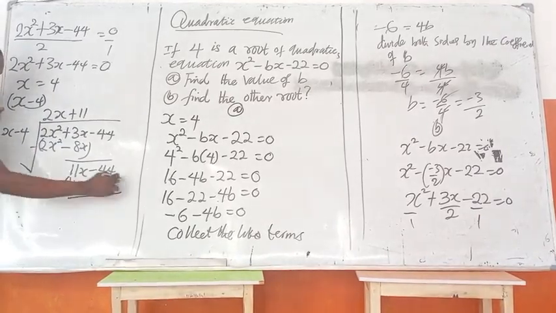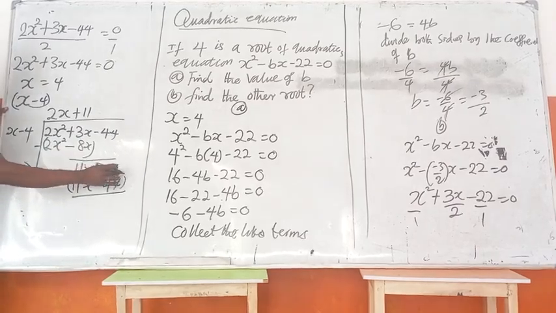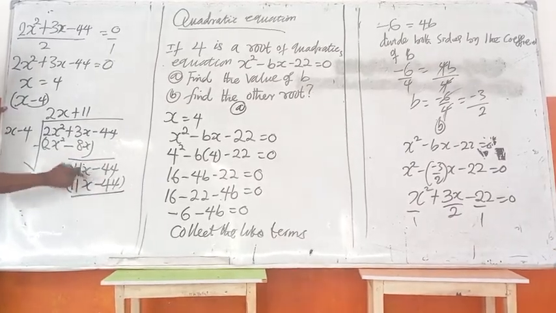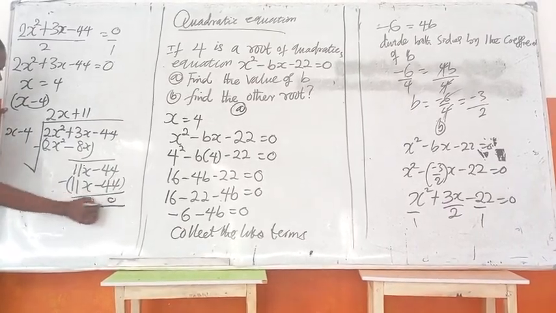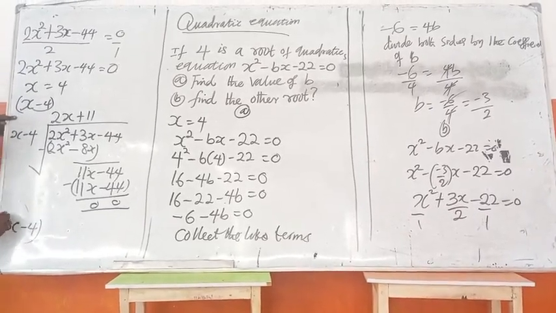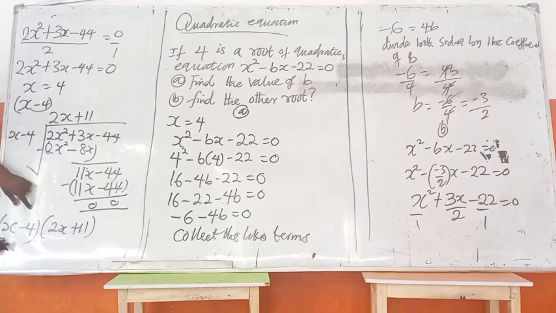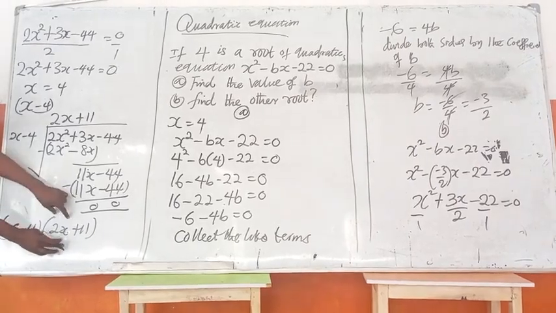Then we subtract this from this. 11s minus 11s is gone. Minus 44 minus times minus is plus. Minus 44 plus 44 is 0. That means everything is now 0. We stop here. So which means that it will become like this: s minus 4, then 2s plus 11. We have the value they gave us from the question, so we have to resolve this other one.